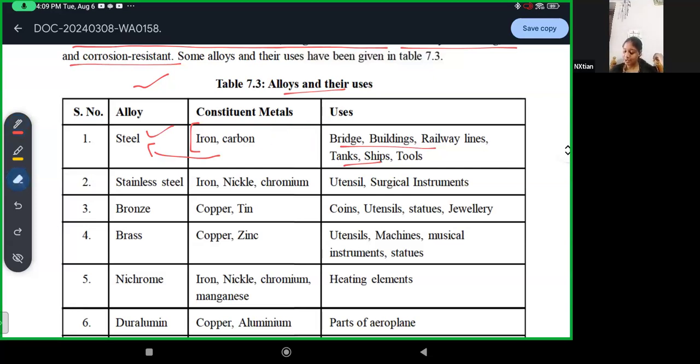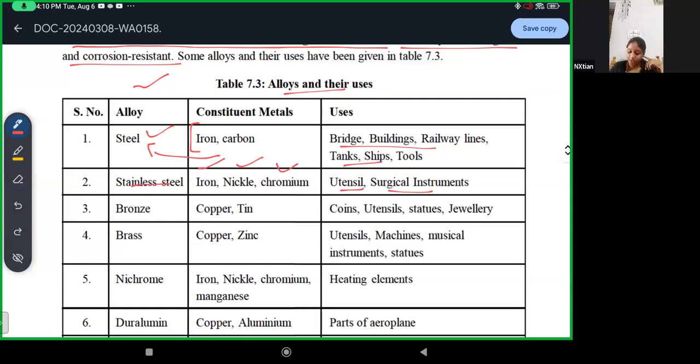Steel is used to make bridges, buildings, railway lines, tanks, and ships. Then we have stainless steel, which is made up of iron, nickel, and chromium. It's used to make utensils and surgical instruments.